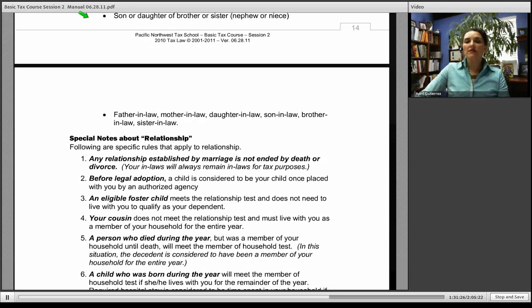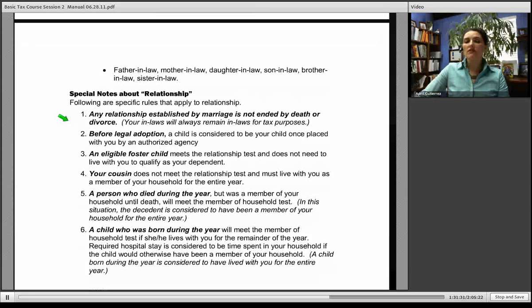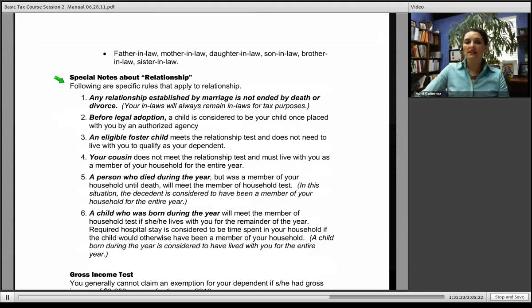Father-in-law, mother-in-law, daughter-in-law, son-in-law, brother-in-law, sister-in-law. Those are all relationships that meet the relationship test. There are also some special notes here about relationship. The following specific rules apply to relationship.